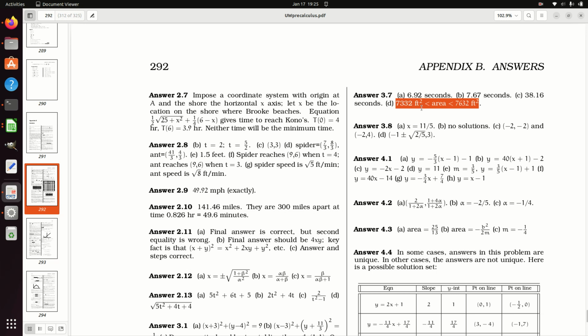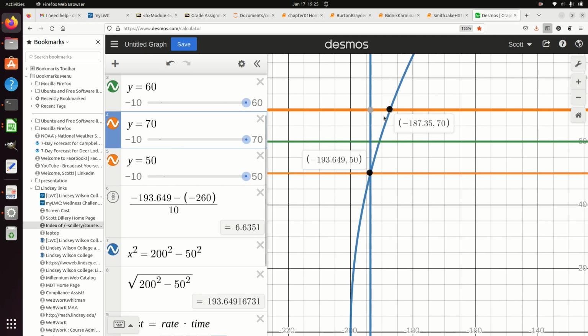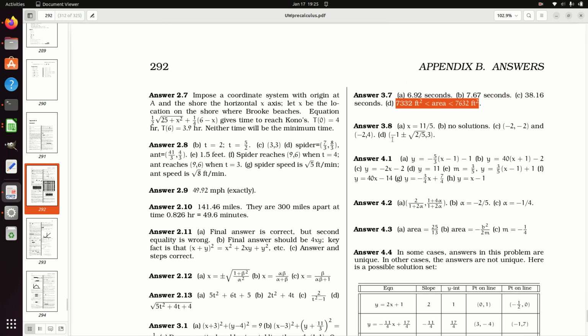We can check the bottom one real quick here. That would be the smaller rectangle. So that would be the 187. Well, let's check the bigger one because I've already got that number typed in. So the bigger one, 7632.